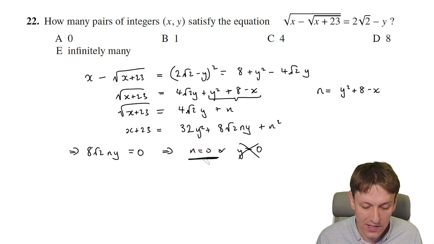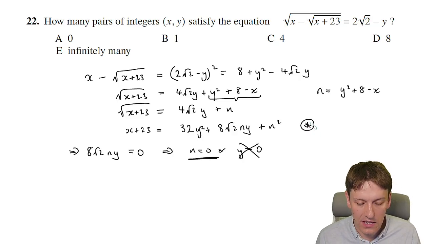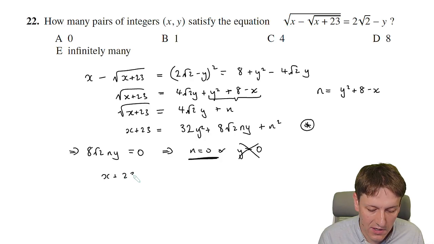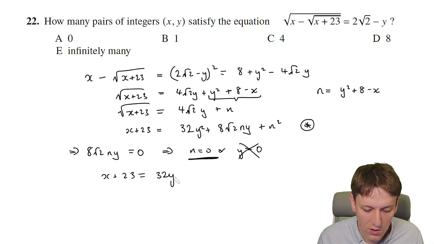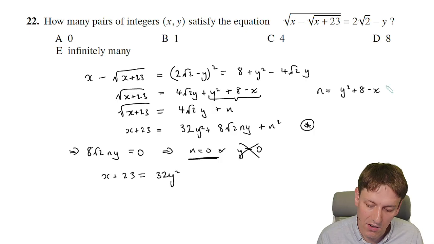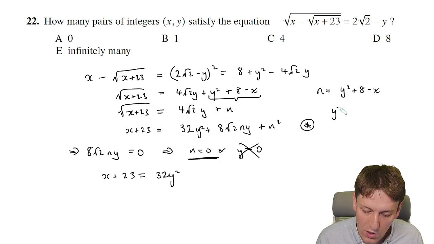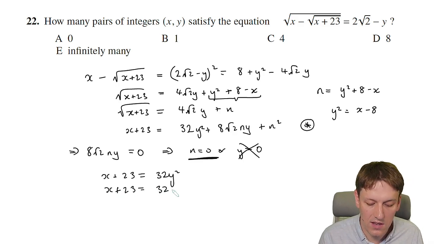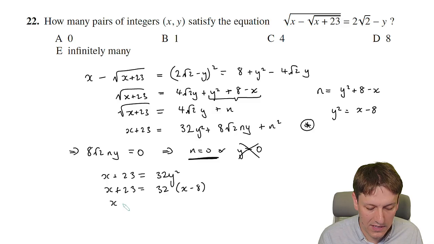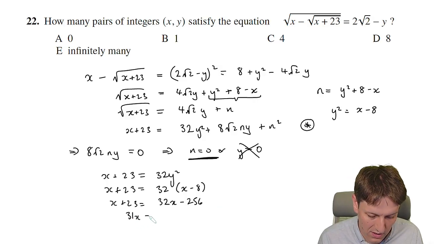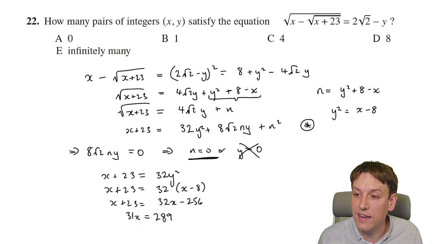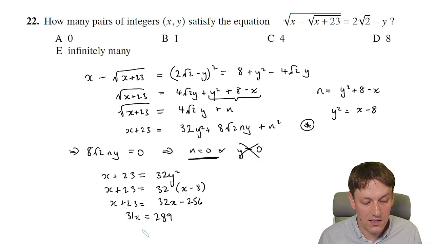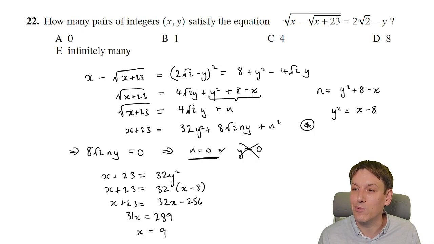where n equals 0 instead, and going back to that same equation here, that's going to give me x plus 23 equals 32y squared. But of course, if n is 0, then this expression here is 0, so I have y squared is equal to x minus 8, so I get x plus 23 equals 32 times x minus 8, or x plus 23 equals 32x minus 256. That simplifies to 31x equals 289, and 289 is 9 times 31, so that gives me x equals 9.